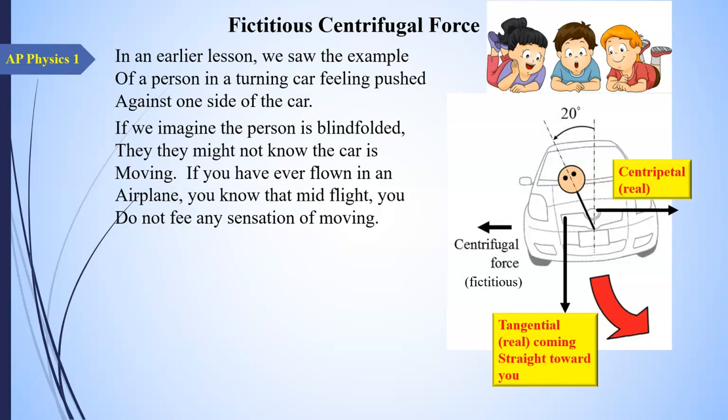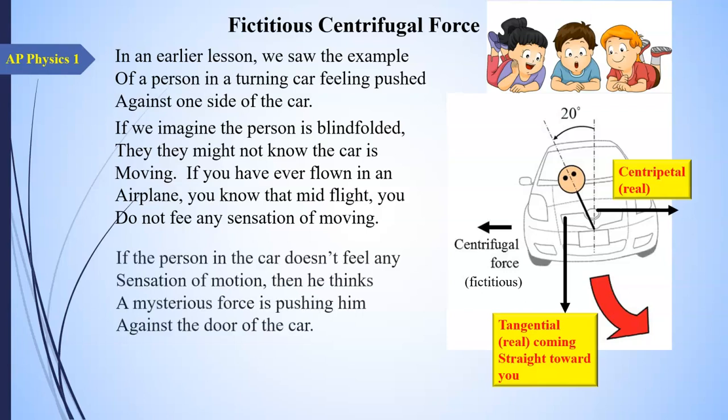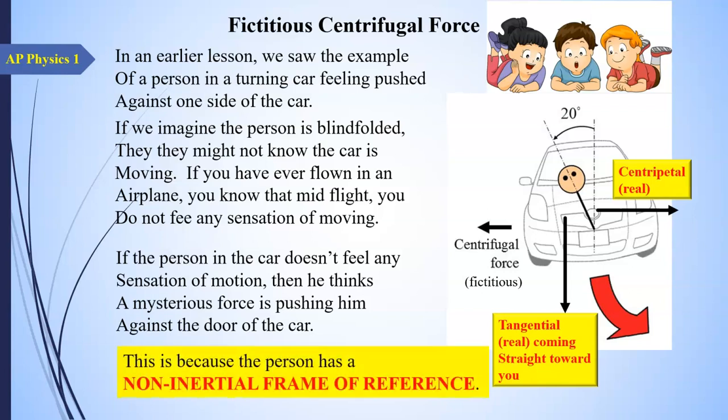So you can imagine this passenger doesn't feel any sensation of motion if the car and the road are really smooth. If the person in the car doesn't feel any sensation of motion, then he thinks a mysterious force is pushing him against the door of the car. So from his frame of reference, he doesn't know that he's moving. He thinks something's pushing him against the side. So this is because the person has a non-inertial frame of reference. So an inertial frame of reference is the frame of reference of the Earth.